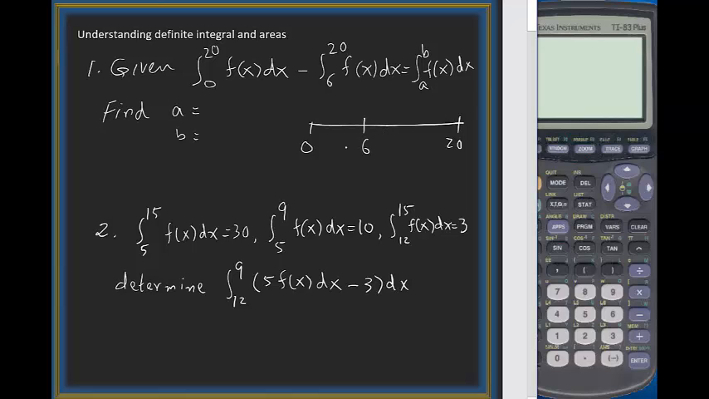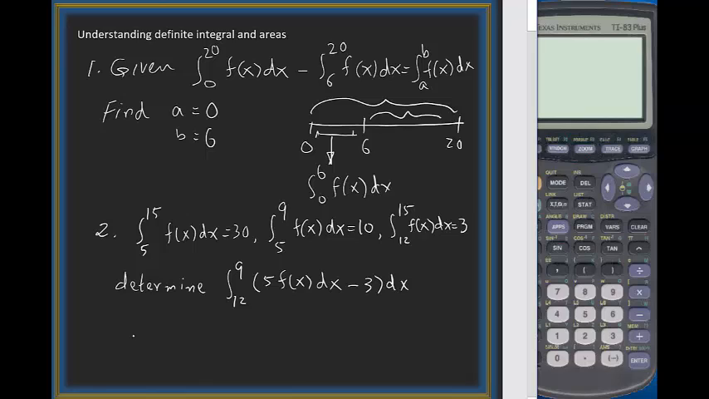Now if you see the first integral, 0 to 20 is the whole thing here. And then you are subtracting 6 to 20. So the remaining is this one. And this integral is actually 0 to 6 f(x) dx. So that one is exactly this. So then we understand a is 0 and b equals 6. We are done.